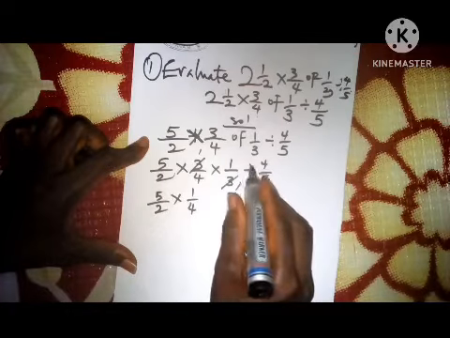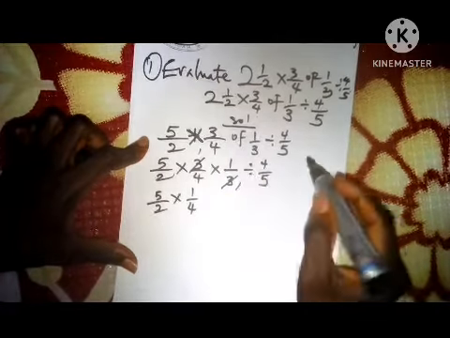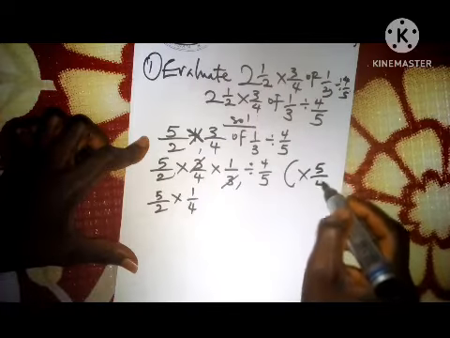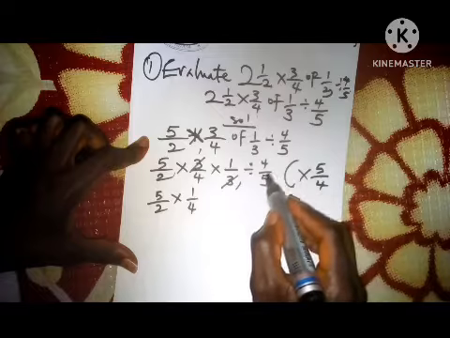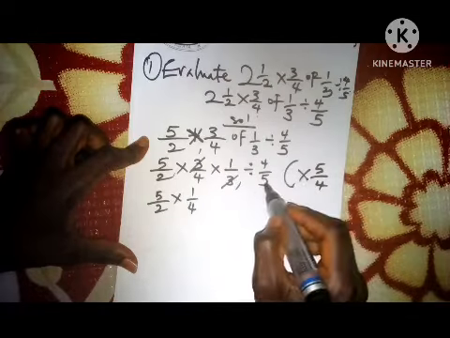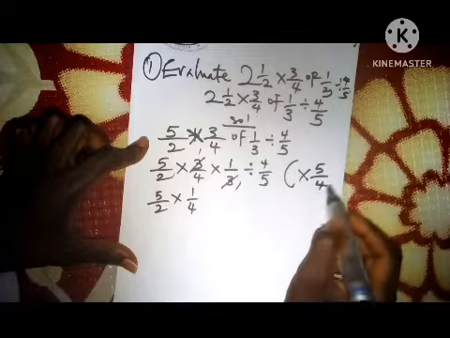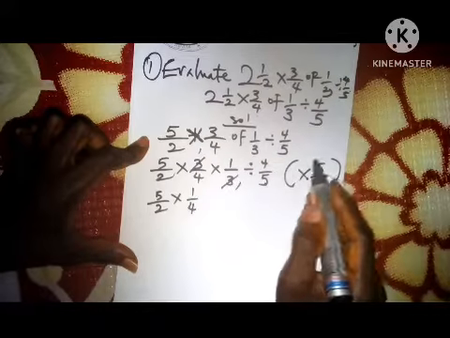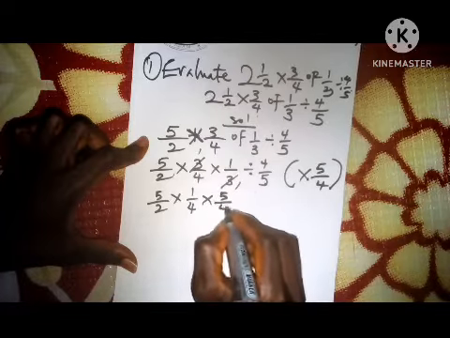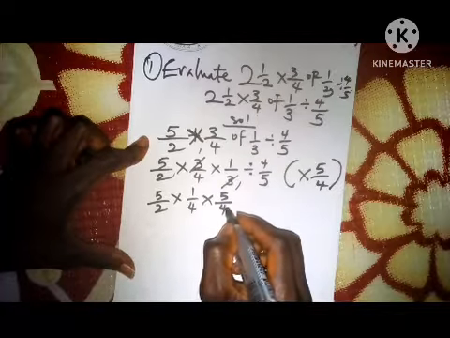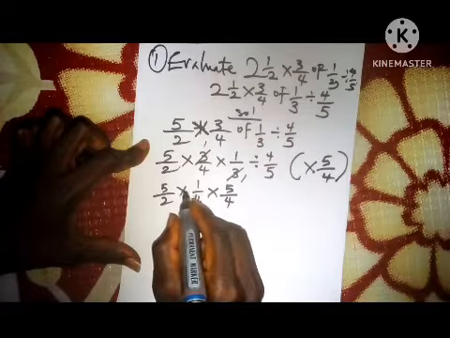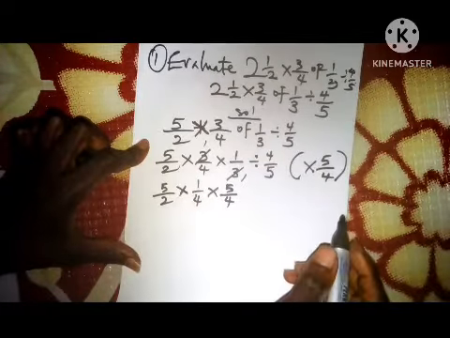Then this division sign, you change it. It will now be times 5 over 4 when you are inverting it. When you want to change division sign to multiplication sign, the denominator comes up and the numerator comes down. That's what you are seeing here. So now we have times 5 over 4. All right. So now there's nothing that can cancel at this stage.